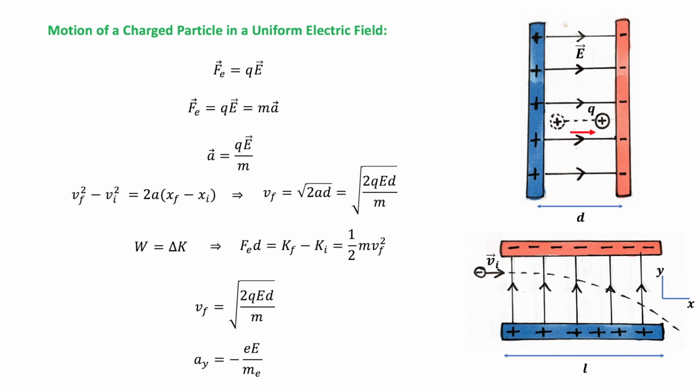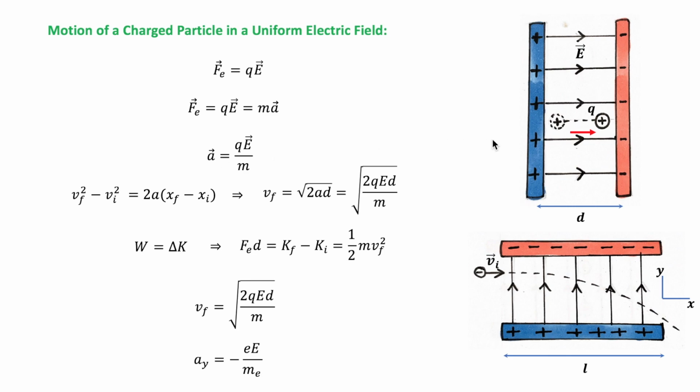So let's consider now the motion of a charged particle in a uniform electric field. If a particle of charge q and mass m is placed in an electric field E, then the electric force on the charge is Fe equals qE. From Newton's second law, this is equal to ma, and so a equals qE over m. If E is a uniform field, which means it has a constant magnitude and direction, as is the case here, then a is constant, so the acceleration is constant.